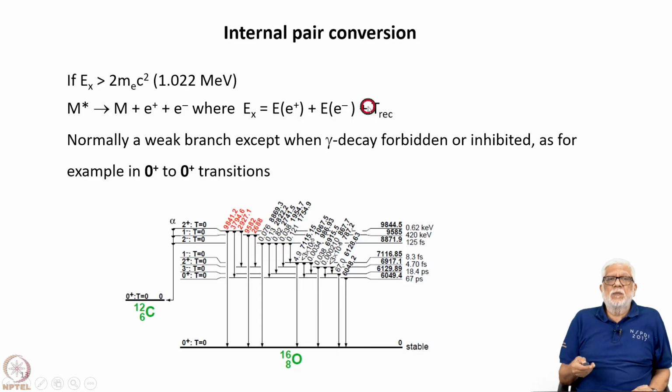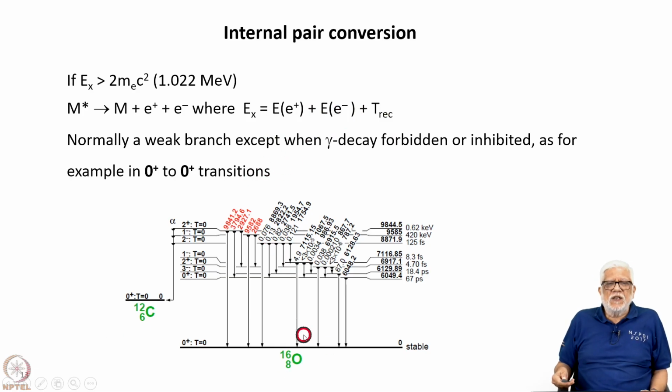The other process that occurs is the internal pair conversion. So if the excitation energy is more than twice the rest mass of the electron, then of course you can also have e+ e- emission, and then you have to measure the electron and the positron. And if you neglect the recoil energy, then by detecting these two particles, you can actually get the transition, you can measure the intensities and so on.